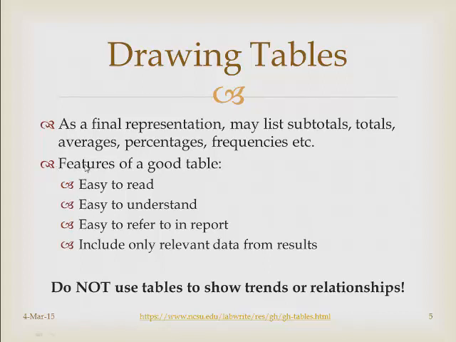So let me just go into some features of a good table. It has to be easy to read, easy to understand, easy to refer to, especially in a report where you have a lot of writing, and it should include only relevant data from the results. So you don't have to put everything in it. You may want to include only relevant data that you want to talk about. Just a reminder here, do not use tables when you want to show trends, like how things change in time, or you want to show relationships. It's not the most suitable way to show that. You may want to use charts.